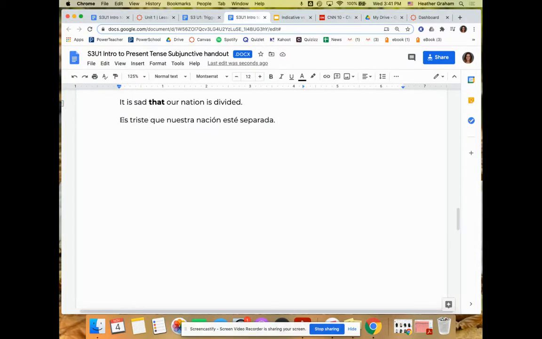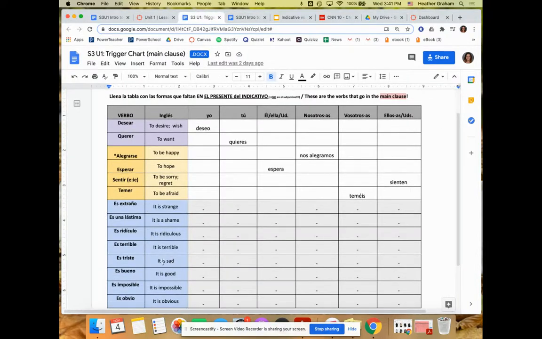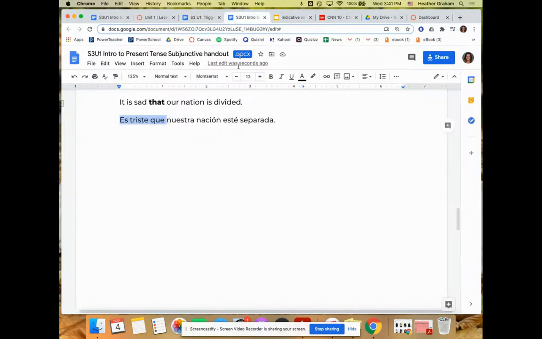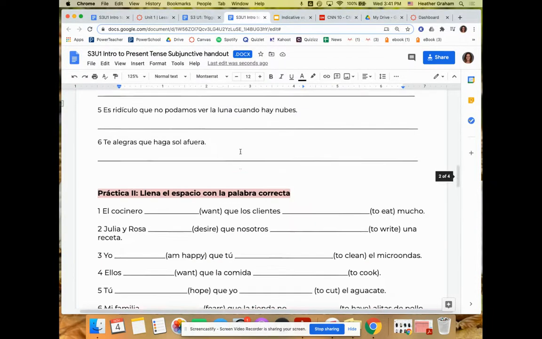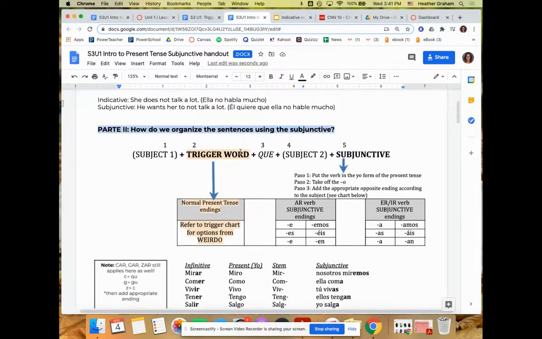So, es triste que is from our chart right here. And then our K is our connector. And then our second clause, nation, is our second subject. And then esté is our subjunctive verb, opposite ending, which we're going to get to here in a second. So if we go back up here to our notes, if you want to get a verb in the subjunctive tense, so how do we actually conjugate a subjunctive verb?